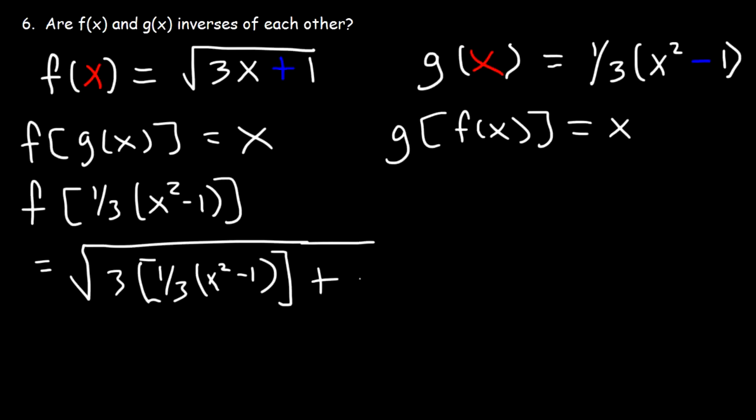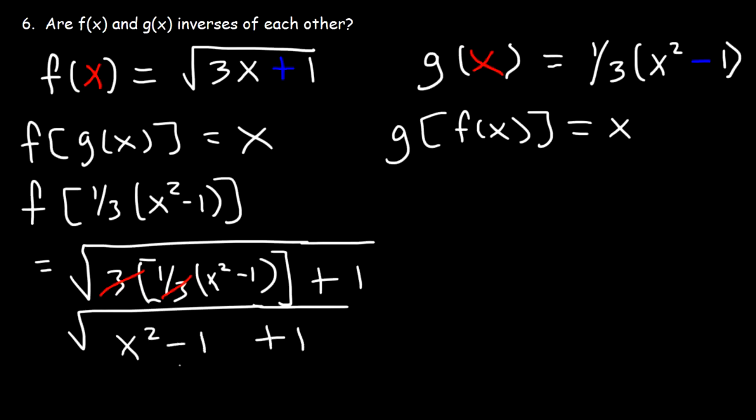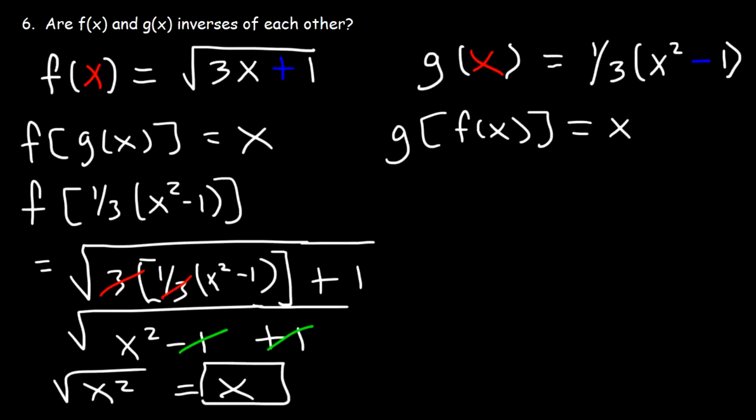And then we have a plus 1 inside the square root. 3 times 1/3 is simply 1. So we have 1 times x squared minus 1, and that's just x squared minus 1. Negative 1 plus 1 adds up to 0, and the square root of x squared is x. Now let's move on to the other side.